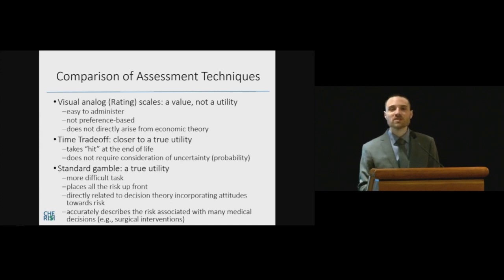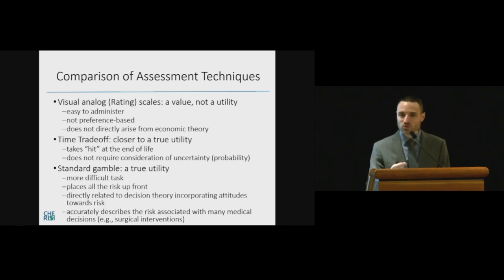So that brings us to the standard gamble, and like I said, it's basically the truest measure of utility out of the three for sure. It's obviously a little more difficult to administer. The nice thing is it places all the risk up front though, right? You start out in this condition. So you have this condition, but I might be able to take it away for you, okay? So it places all the risk up front.